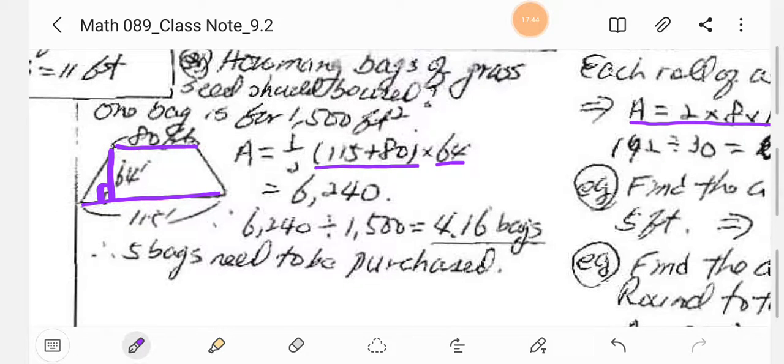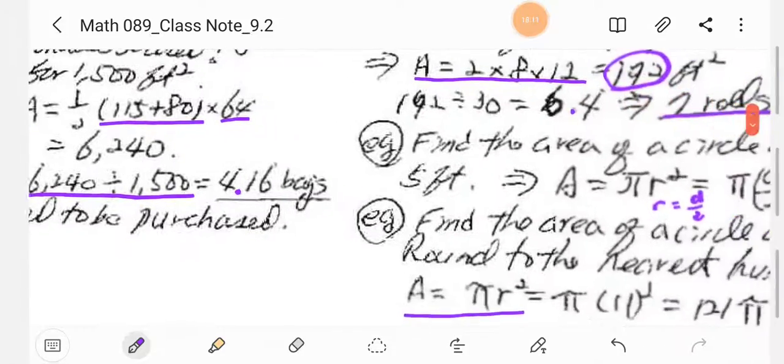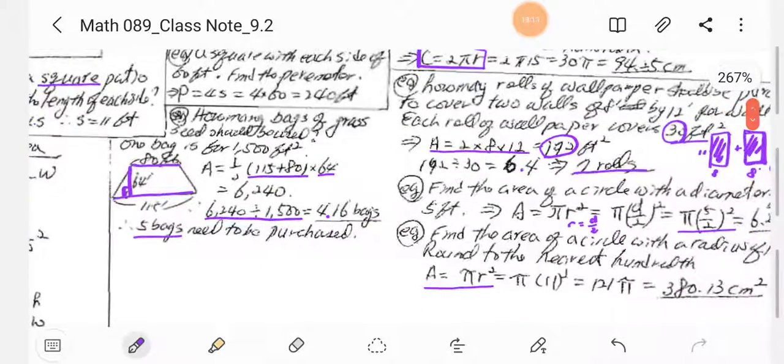So since one bag of grass seed covers 1,500, divide the area, right? Divide the area by the area that one bag of grass seed can cover. Okay, so the number of bags is 1.46, round this number up. So we need 5 bags. Can you see it?